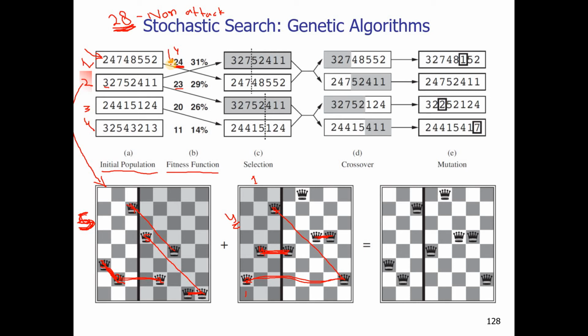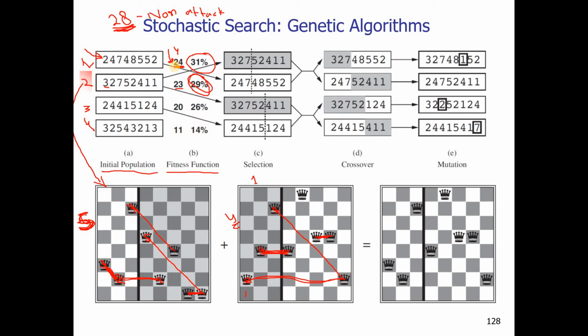Those stronger genes are passed to the children, and the sum of those genes is reflected in the children. Clear? So this is it. Based on this score, these chromosomes are given a probability percentage of how likely they are to reproduce. So 31%, 29%, 26%, and 14%.